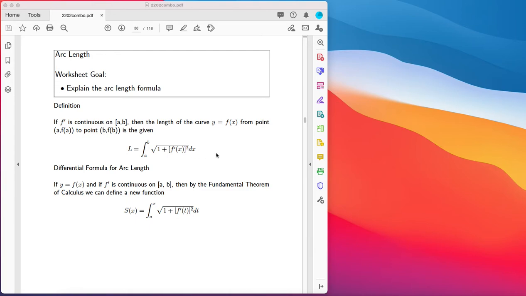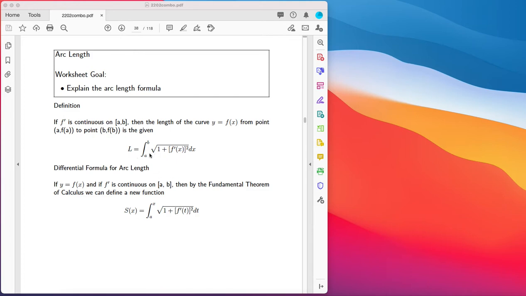Of course, you can also write the corresponding differential formula for this arc length. If you want to calculate it from a to x, as long as your x is on this interval, you can always derive a function, which is the arc length function. So anytime you assign a value for your x, you can get the corresponding arc length for that part.